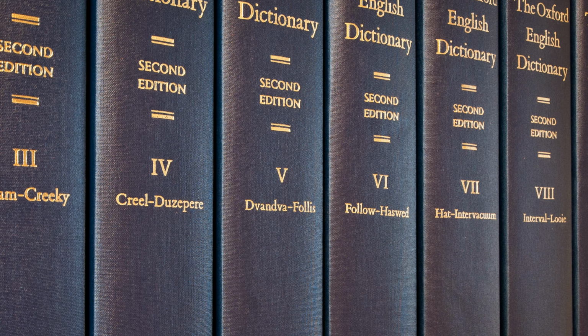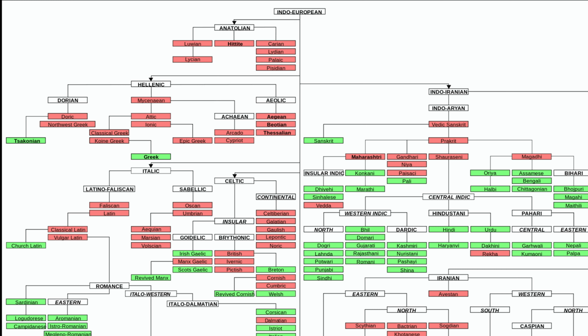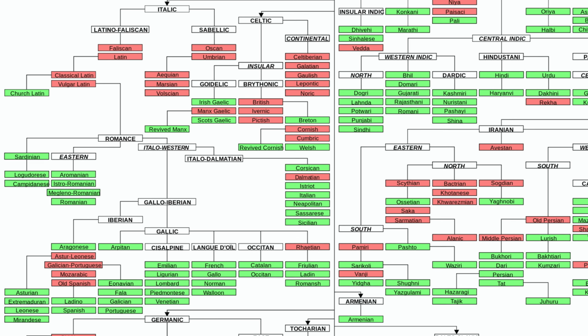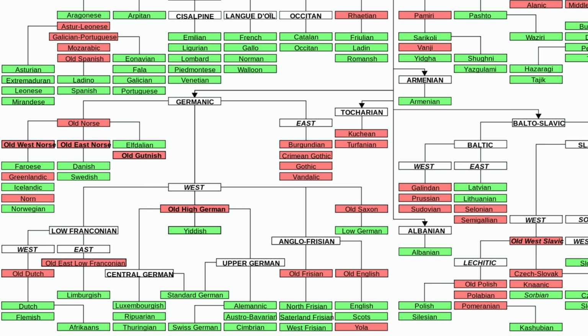For centuries, people have noticed similarities between languages, and these basic similarities are the basis for what is called a language family. A language family is a group of languages that are related to each other and share similarities, with Spanish and English being part of the same one.